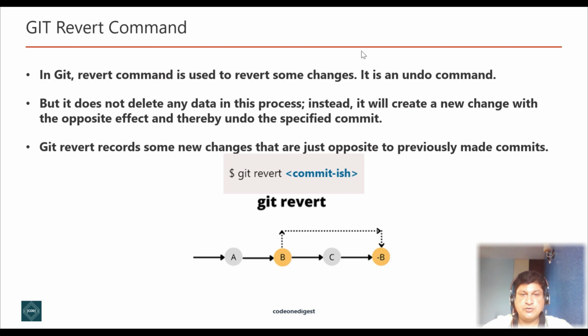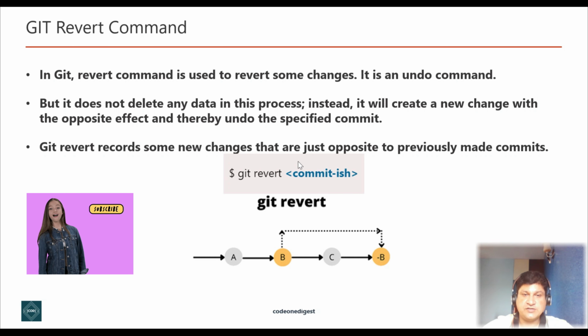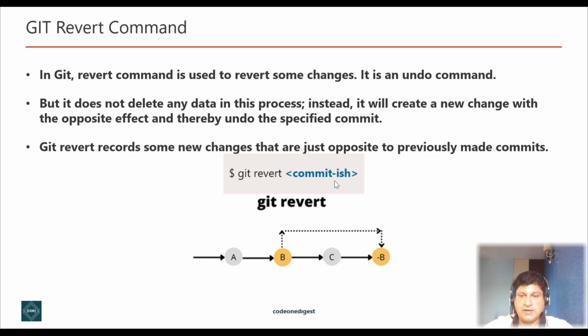Git revert records some new changes that are just opposite to previously made commits. The syntax of git revert is git revert and then the commit ID. I'll show you a demo of this command, but just before that, let's understand how it works.